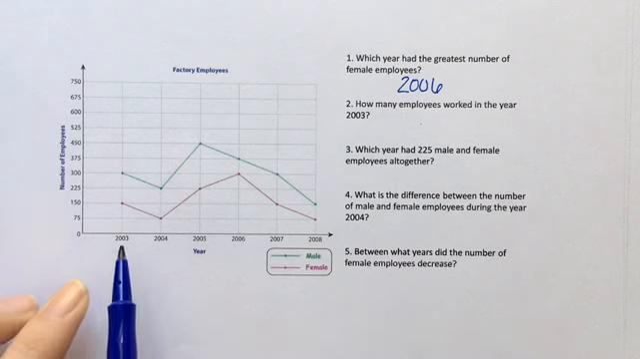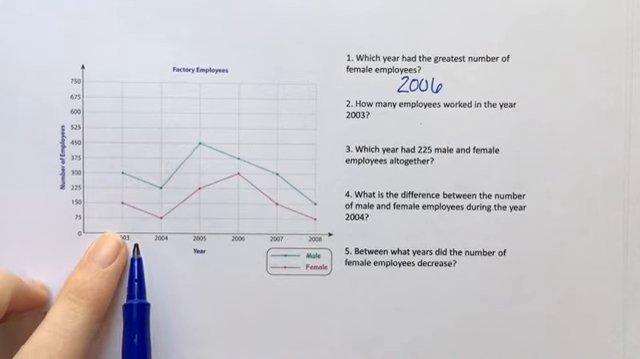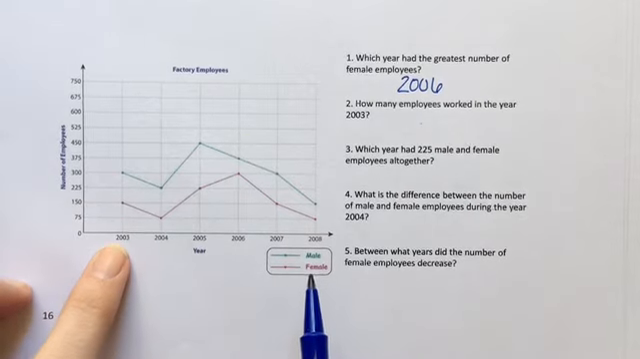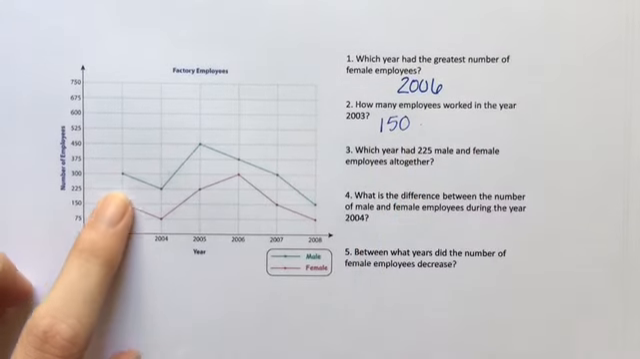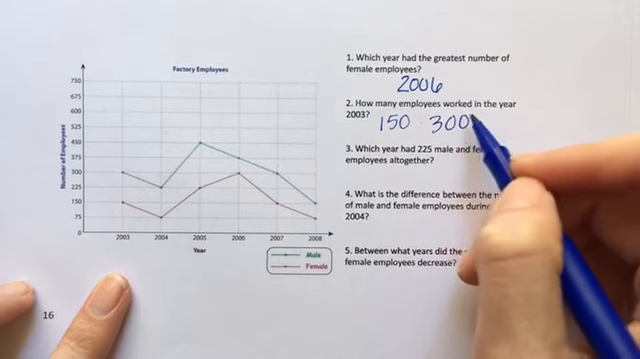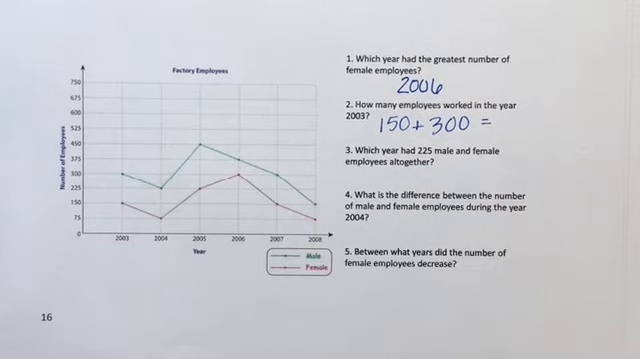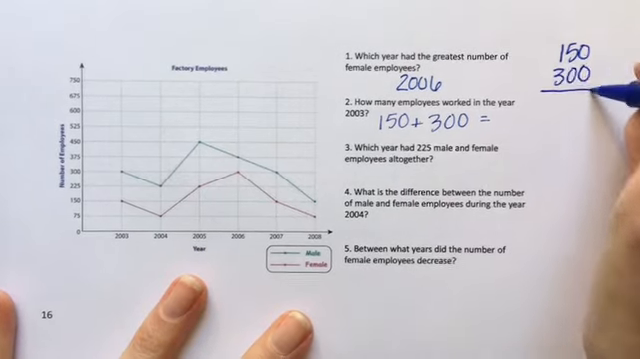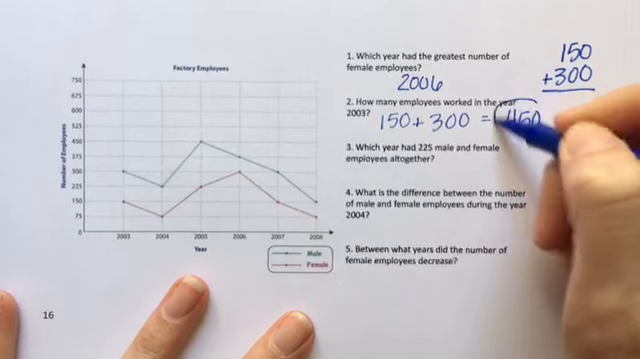Okay. Number 2 says, how many employees worked in the year 2003? Well, back in 2003, there were how many female employees? Well, there were 150. Is that all the workers that worked there? No, there were also male employees, right? So in 2003, there were 150 females, and there were 300 male employees, right? So how can we find the total number of people that worked there? Well, we'll add them up. And we can probably do this one mentally. If not, write it off over to the side. And if we want to write it off over to the side, we'll line it up like this. And we get what? We get 450 employees.